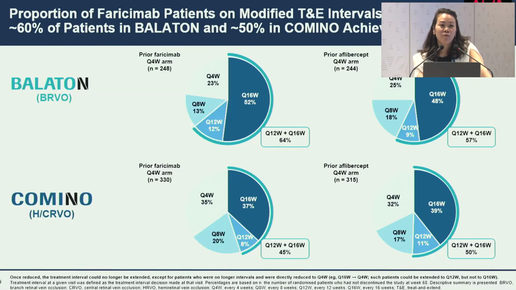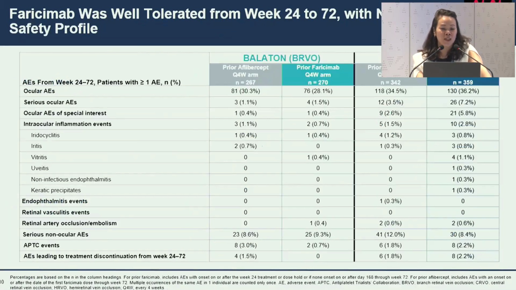And the great thing about where we are heading with anti-VEGF now is durability. And this is very important. You can see in the treat and extend arm, we were able to achieve about 60% of patients getting 12-week or more intervals, and in the Commonwealth trial, more than about 50%. This is very exciting because it means our patients no longer have to come back for such frequent injections. You can see also for the safety profile, it was relatively well tolerated amongst both the Balaton and the Commonwealth trials, with no IOIs that we were all very concerned about with other previous drugs.